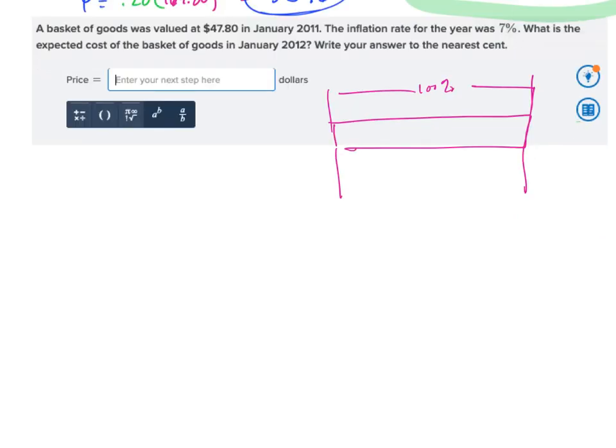Okay, so when we look at this problem, it says the basket of goods is valued at $47.80. That's important for us. It's $47.80 in 2011, with an inflation rate for the year of 7%. What's the expected cost of the basket in 2012? So inflation means you're going to add something on. So we're going to add on 7%. And what they want to know is, what's the total amount?